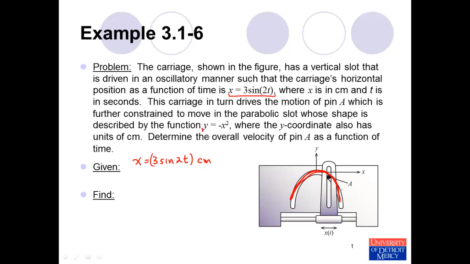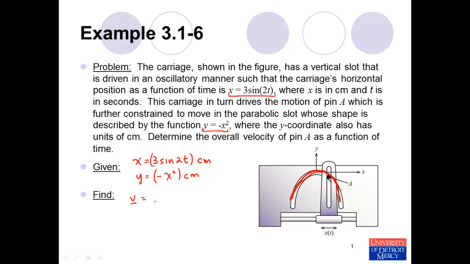We are also given the function that describes the shape of the parabolic slot. We are told that y equals negative x squared, where y is also in centimeters. It's implied that these coefficients have units such that the units of x and y come out correctly. Then we are asked to determine the overall velocity of pin A as a function of time. As pin A is going back and forth through this slot, we want to determine its velocity.